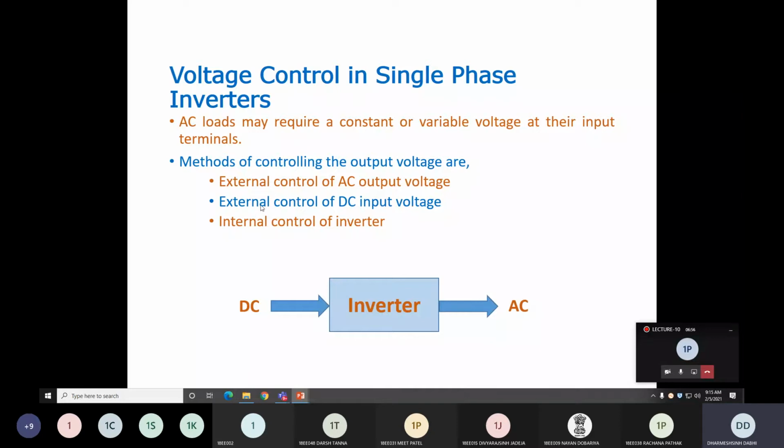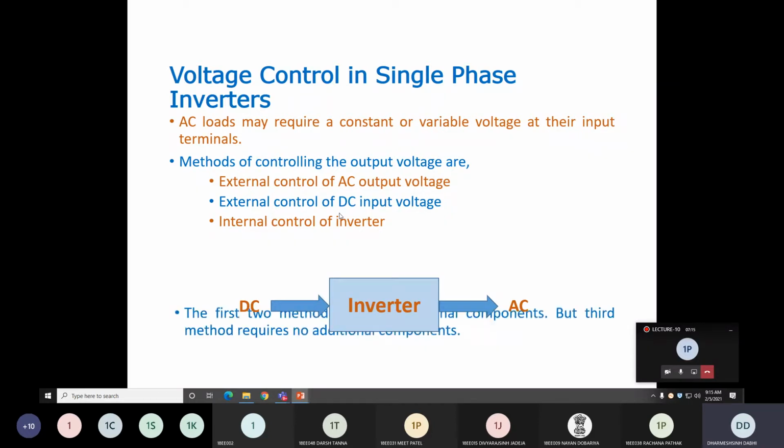So it is not economical to provide the control voltage to the inverter. So generally we do not prefer these two methods. We use the third method, which is called internal control of the inverter. So let's summarize the first two methods quickly.